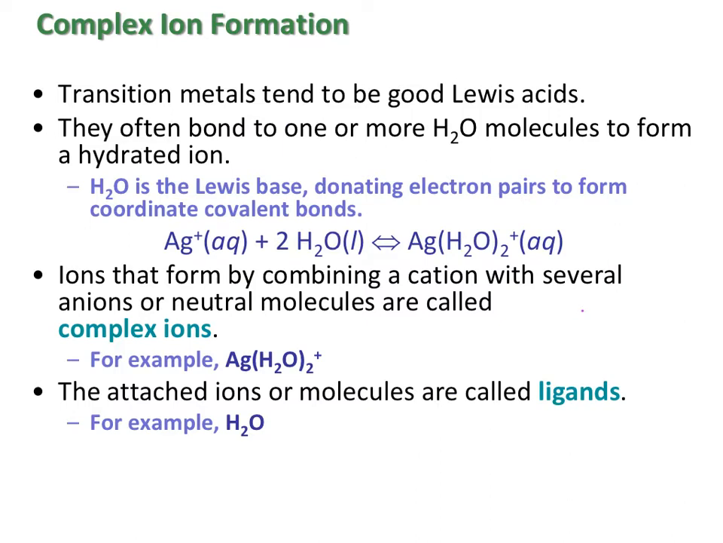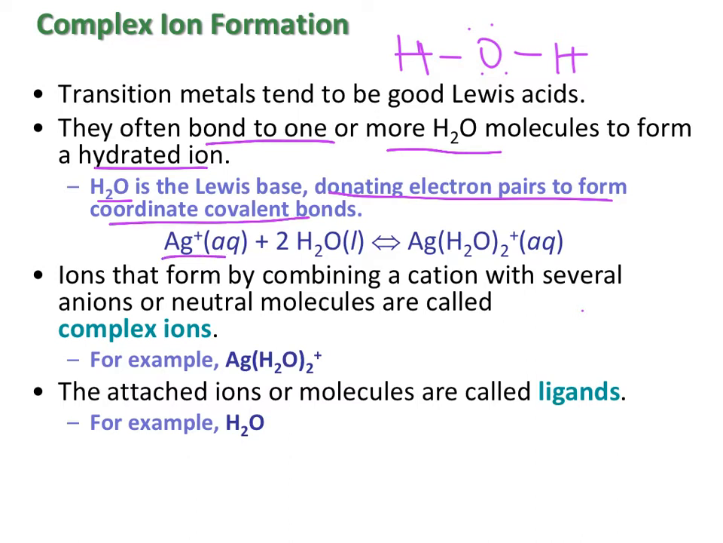So transition metals actually tend to be good Lewis acids. And again, this is because they have empty orbitals and they can accept electrons in those orbitals. So they will often bond to one or more H2O molecules to form a hydrated ion. H2O is the one that's acting as a Lewis base. If you remember the structure of H2O, it has some lone pairs on that oxygen, so that's why it can act as a base. So it'll donate electron pairs to form those coordinate covalent bonds. So here we have a transition metal silver reacting with water, and you end up getting the adduct here as your product.